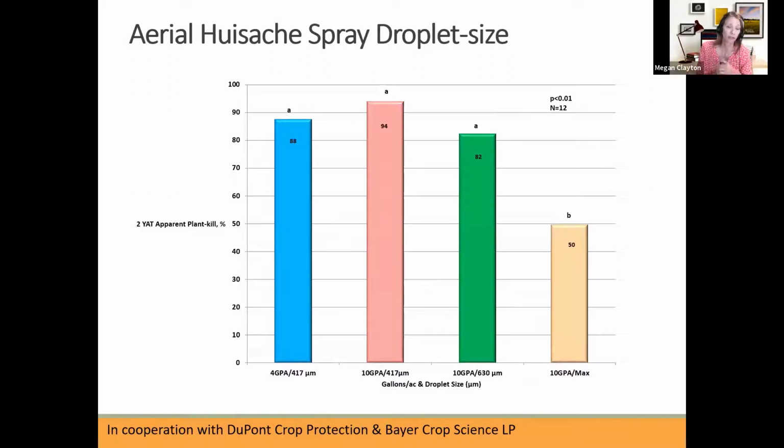What we found is that you get pretty good control until, again, you start to go over that 600 micron size, and then it starts to drop off, irregardless of the amount of spray volume that you're putting out. So I hate to say that a lot of our efforts in putting out 10 gallons per acre of spray volume were likely not necessary, but that's sort of what this data is showing.